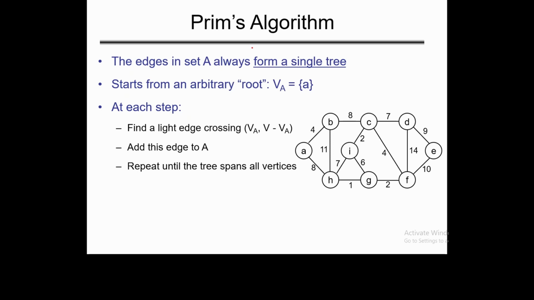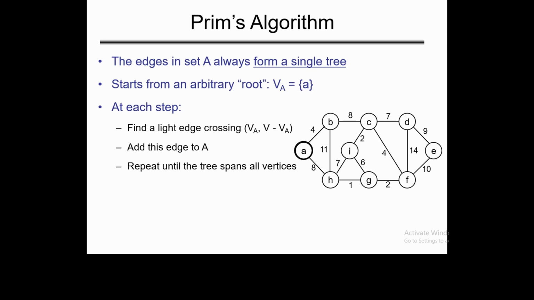So from that cut we only select the safe edge, the concept we discussed in the previous lecture, and that safe edge will be the minimum weight edge. Then we add that edge to the set A for growing the set slowly. This process is repeated until the tree spans all the vertices. That means we will have a spanning tree, and using this approach, that spanning tree will be the minimum spanning tree.